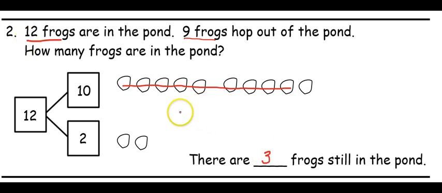So the pattern we want the children to see is when we break our number into a group of 10 and some more and cross off 9 of them, our answer is always going to be 1 more than what was on the bottom row. So I had 2 on my bottom row and I still have 1 more in my top row. So 12 minus 9 is 3.